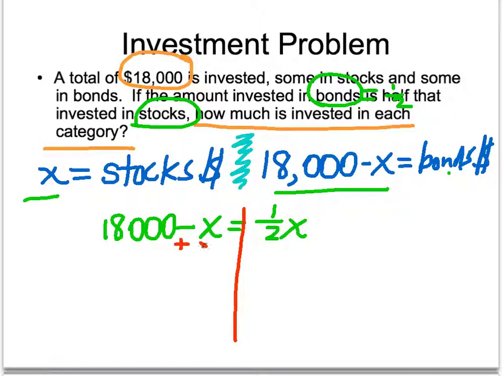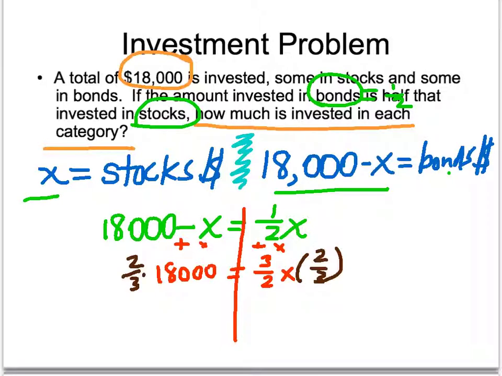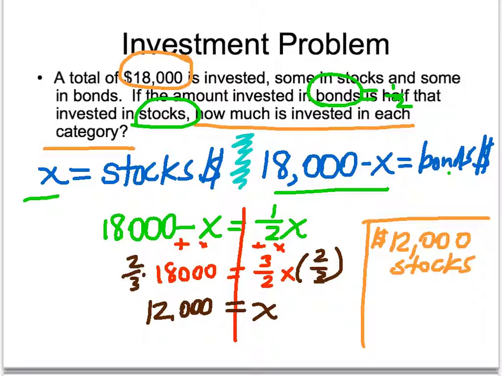First, adding X to both sides, I get 18,000 equals 3 halves X. To get rid of the 3 halves, I multiply each side by the reciprocal of the 3 halves, which is 2/3. And so that gives me 12,000 equals X. So now referring back to the question they really wanted me to answer, how much is invested in each category? I need to make sure that I state what's invested in each category. That's $12,000 in stocks and the remaining in bonds, which would be $6,000 to make the total investment of $18,000.